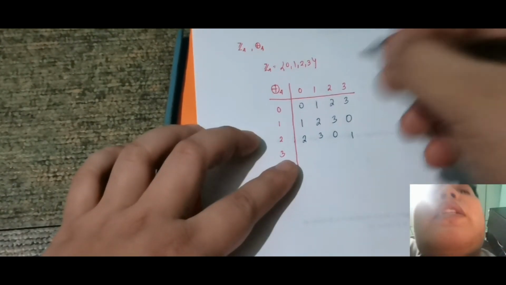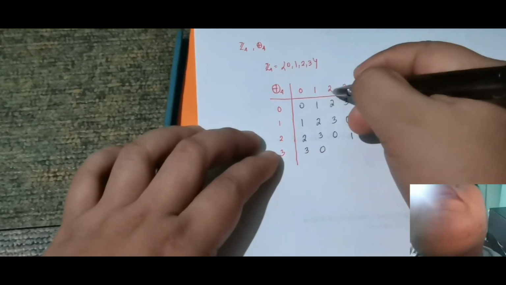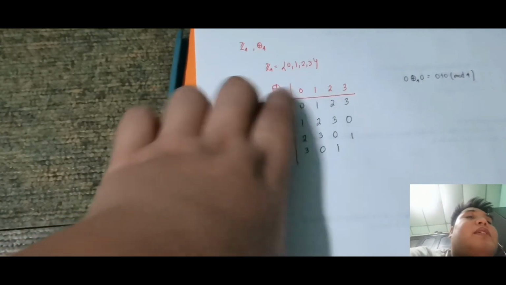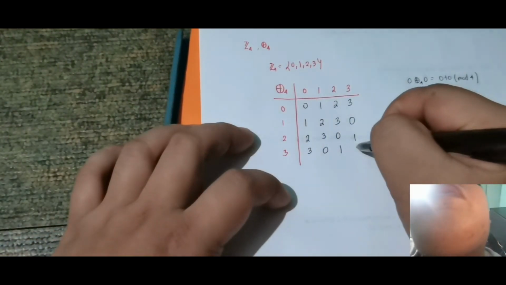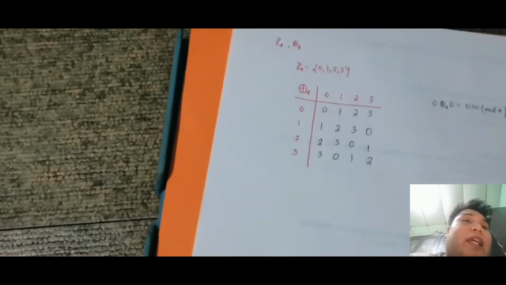Okay, next is dito, this is 3. Next, 3 plus 1, that is 4, this is 0. 3 plus 2, that is 5 modulo 4, that is 1. 3 plus 3, that is 6, modulo 4, that is 2. Okay, so ganun siya kasimple. So, gagawa rin kayo ng ganyan, guys.